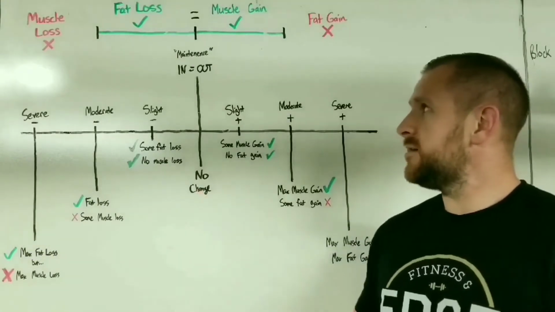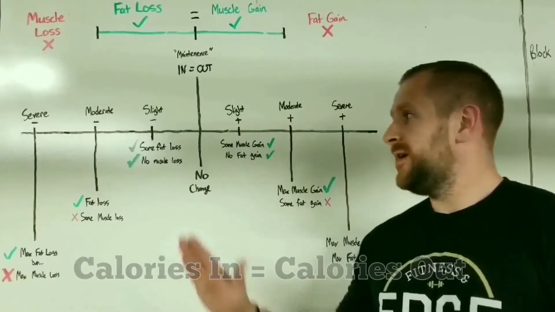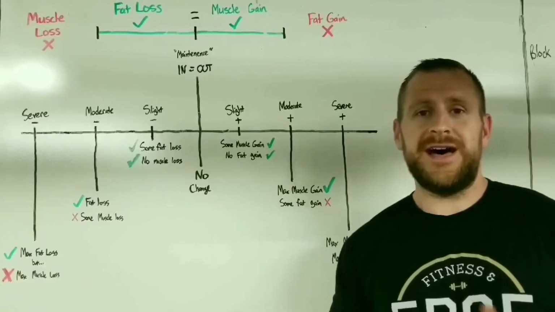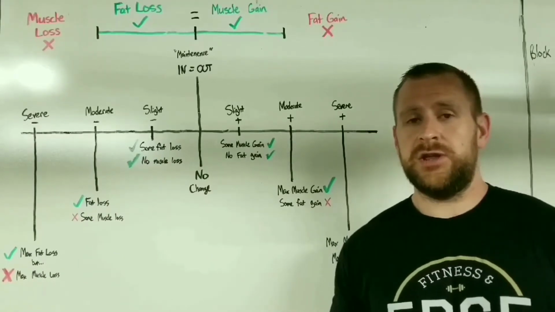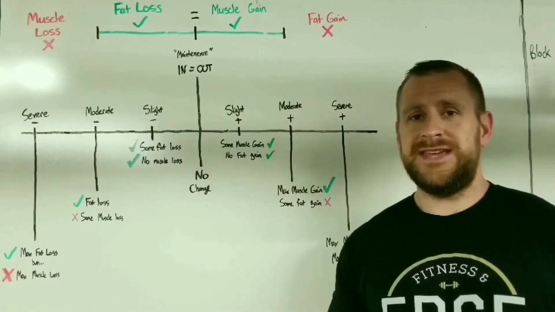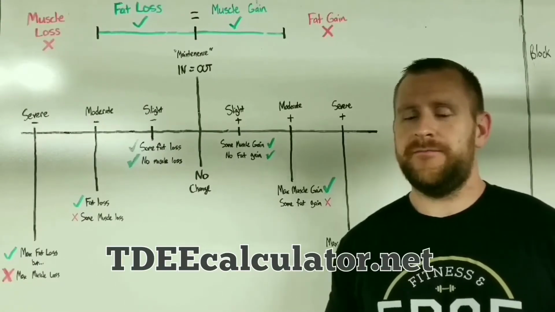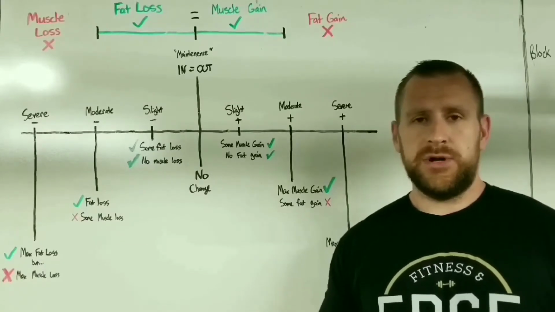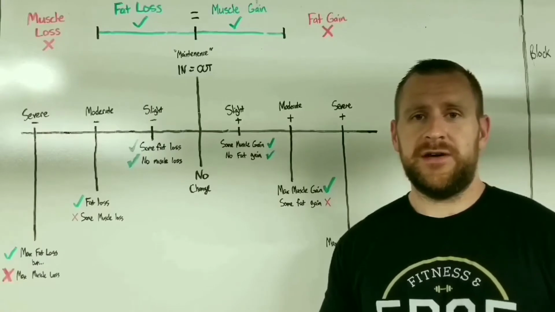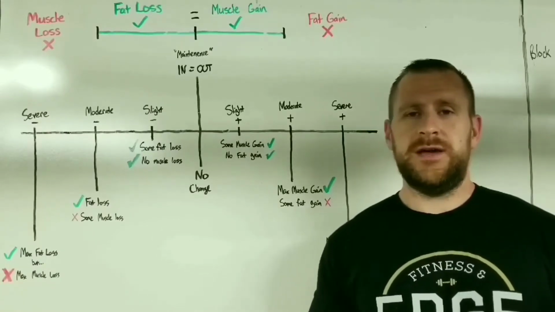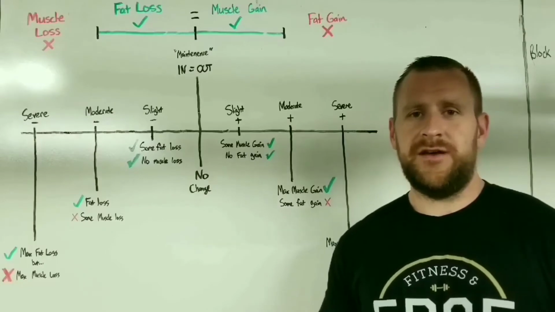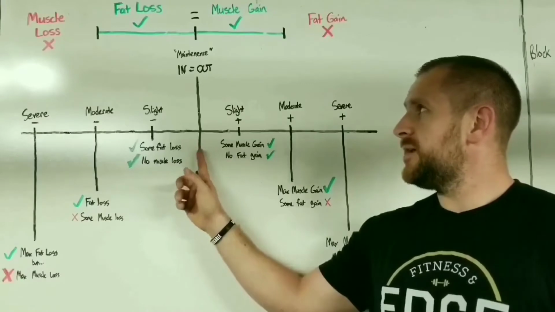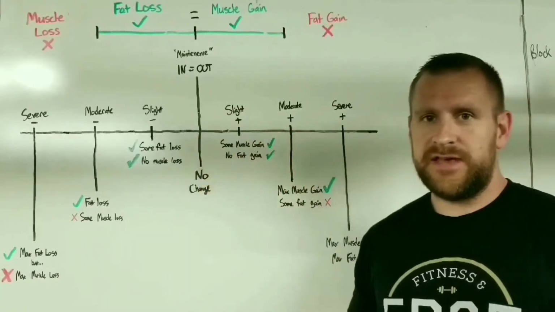All right. So right here in the middle, this is our maintenance calories. So this is equal to your total daily energy expenditure. Now, there's a lot of different calculators online that you can use to get a pretty good estimate of those. One is tdeecalculator.net. Very simple. You put in your age, height, weight. You can put in your body fat percentage and then choose an activity level based on how often you work out, what type of job you have, and what type of lifestyle you have, whether it's very active all the way down to sedentary.